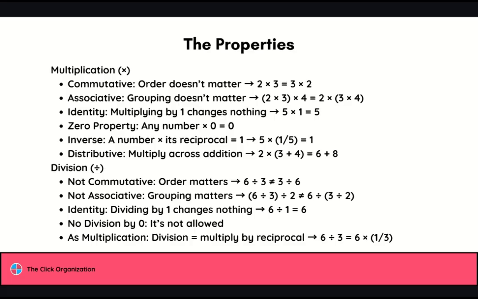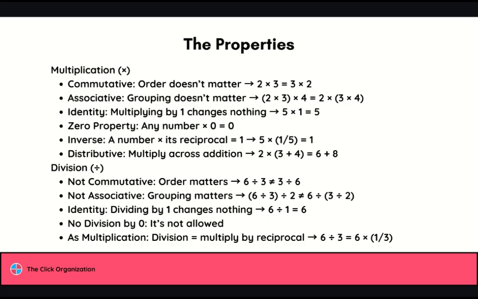What is a reciprocal? A reciprocal is a number that, when multiplied by its original number, equals 1. For example, the reciprocal of 5 is 1 divided by 5. It's basically the number in a reversed version. So a number times its reciprocal equals 1.